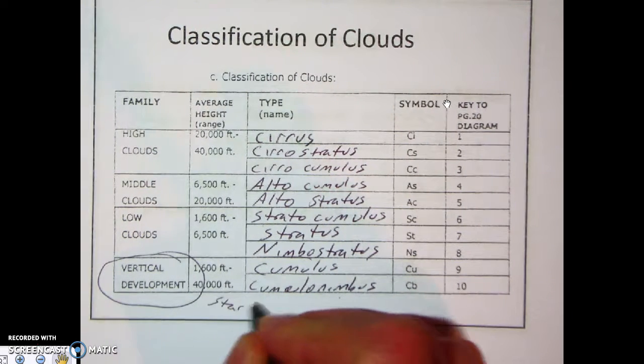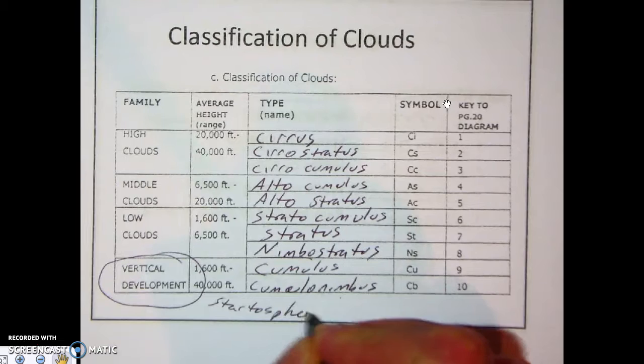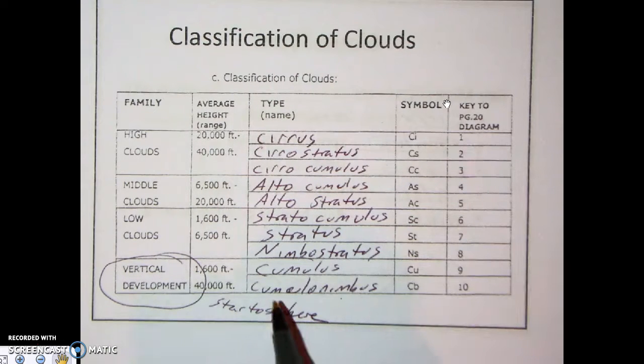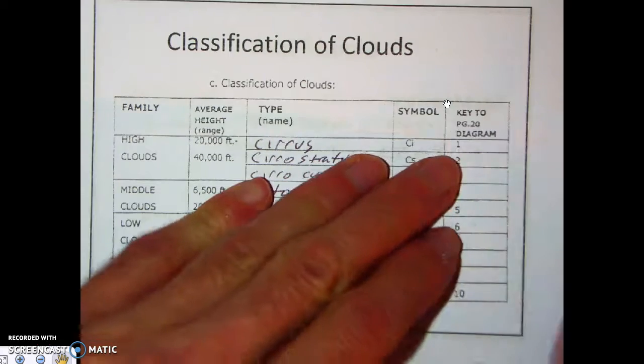Okay, if you remember the layers of the atmosphere, we live in the troposphere, and almost all of our weather occurs in the troposphere. A cumulonimbus cloud will often reach the stratosphere. Now remember, there's no water vapor or humidity in the stratosphere, but it will extend all the way up into the stratosphere.